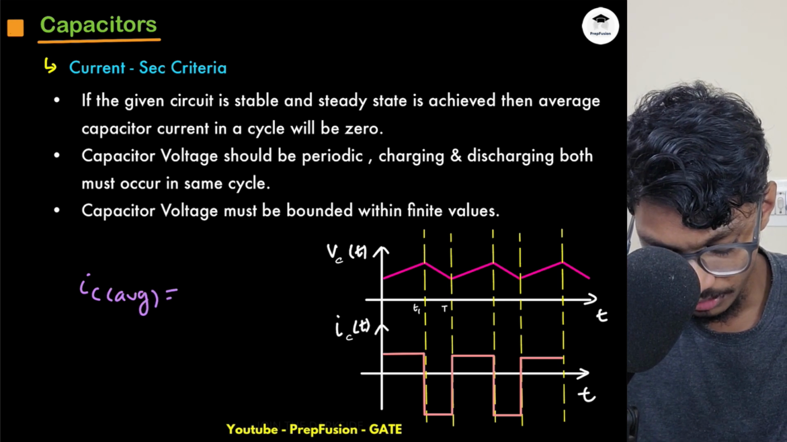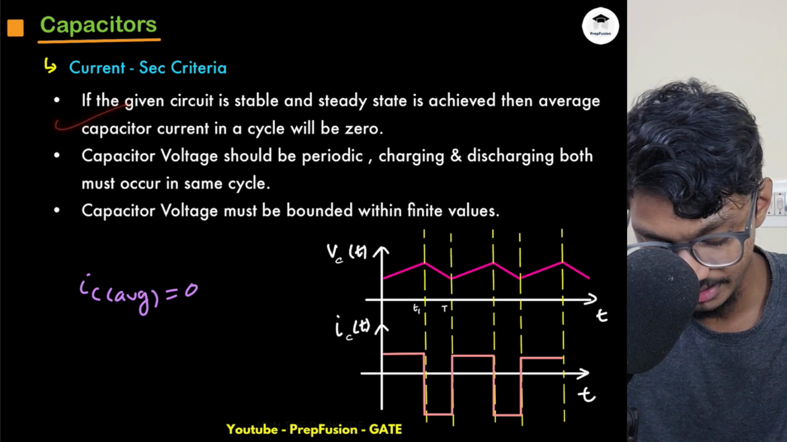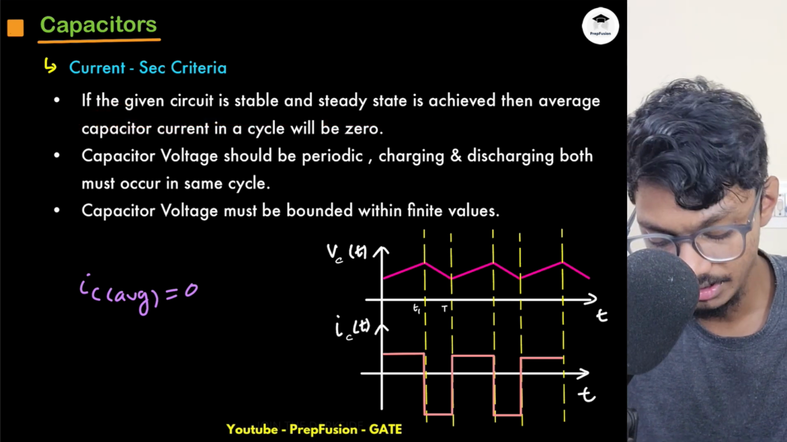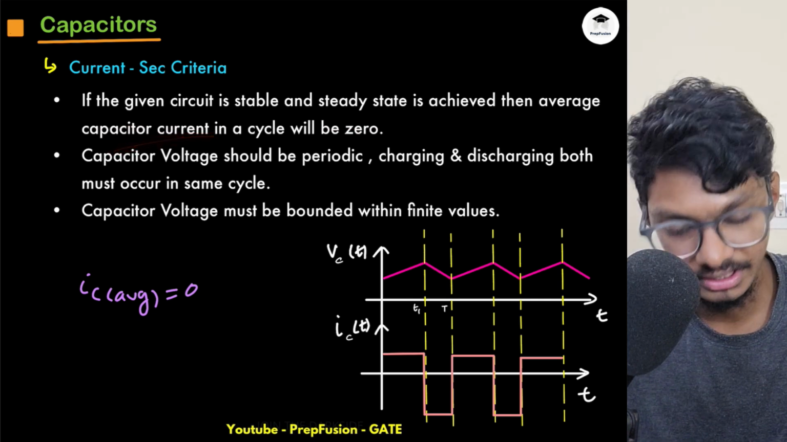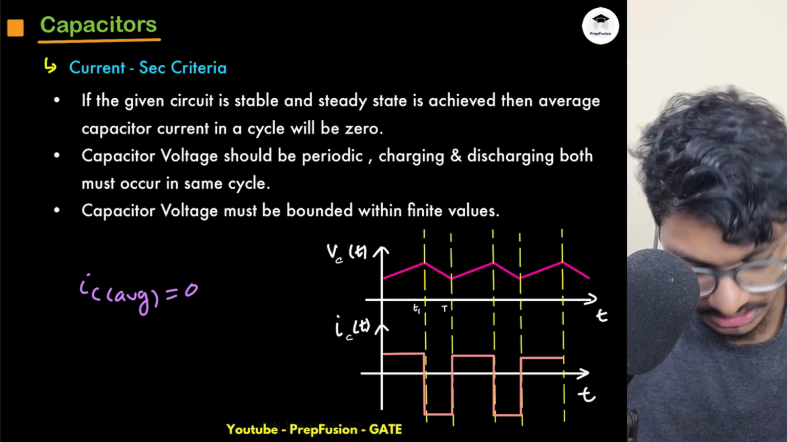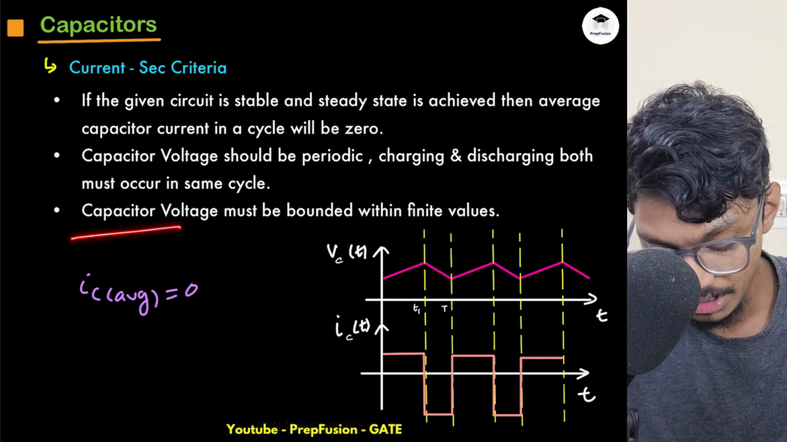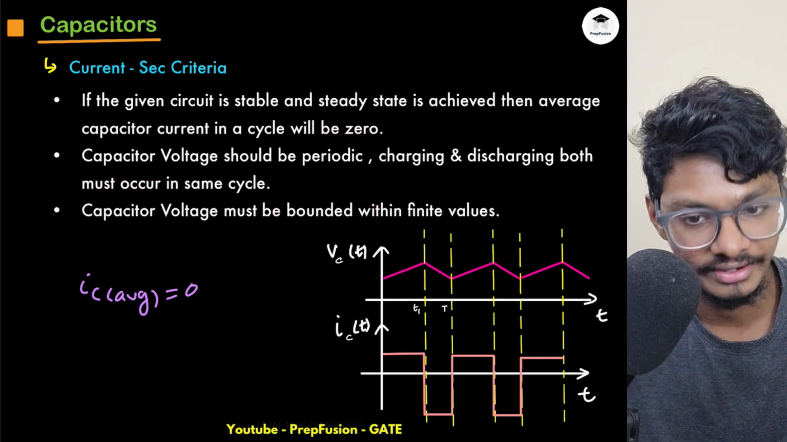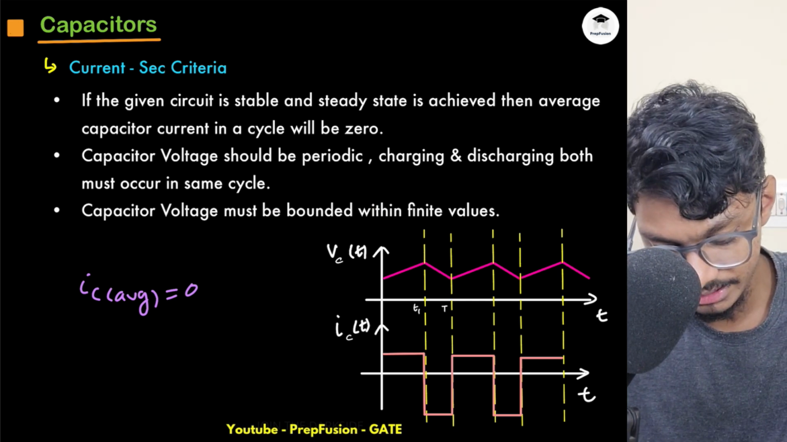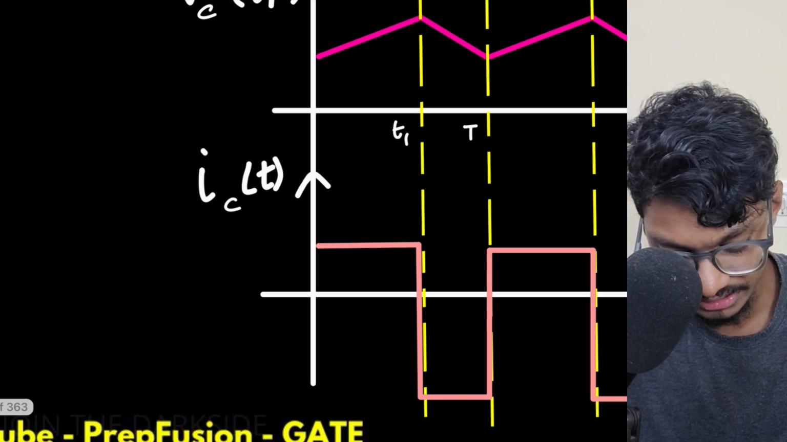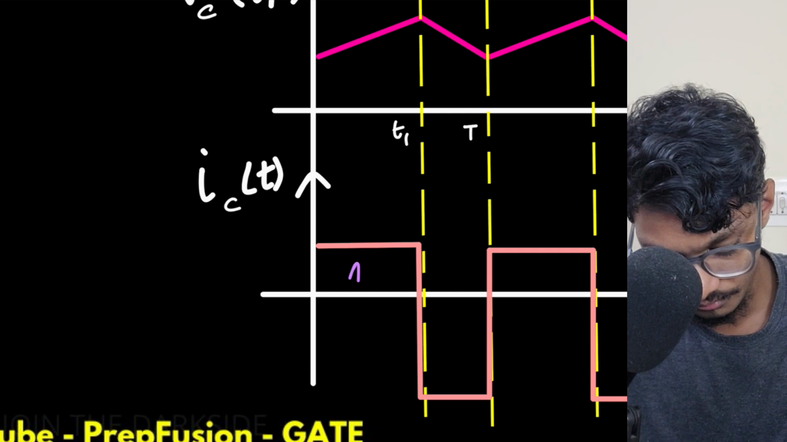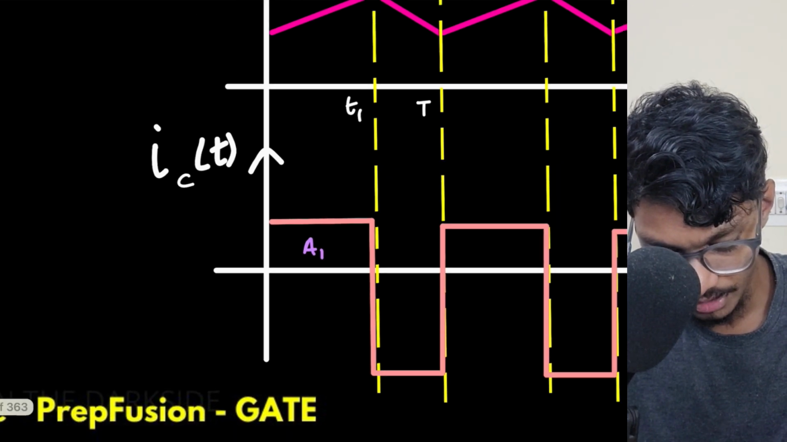For that to happen, the following conditions need to be satisfied. The circuit needs to be stable, and steady state has to be achieved, then average capacitor current in a cycle will be 0. Capacitor voltage should be periodic, it should charge and discharge within the same cycle itself, and it should obviously repeat. Capacitor voltage must be bounded within finite values. So yeah, that is the case. And the areas are A1 and A2.